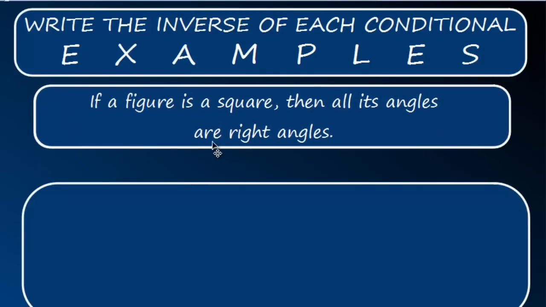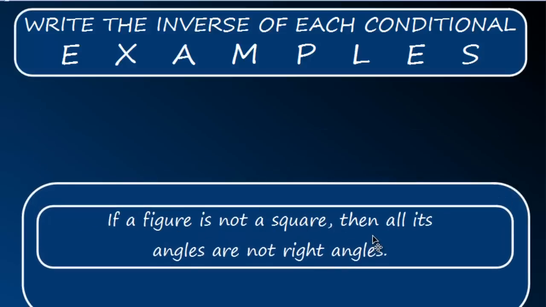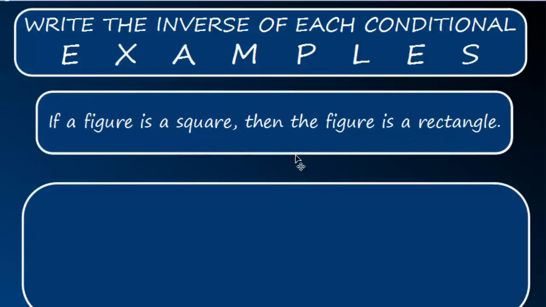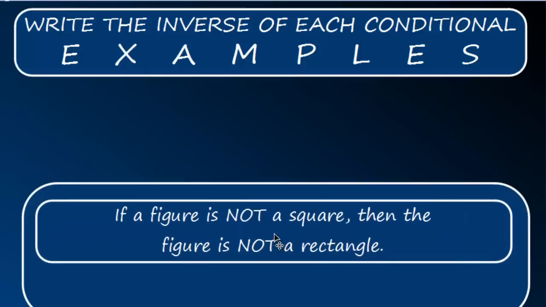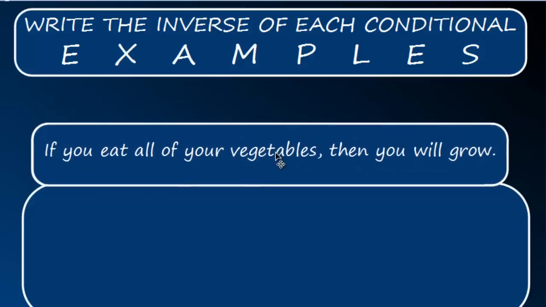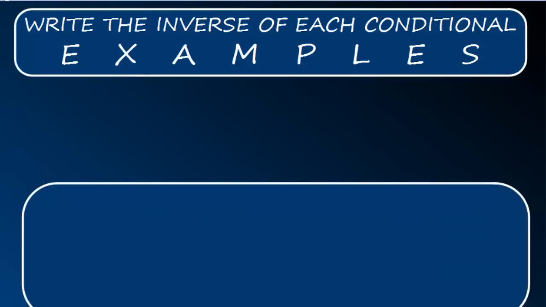So very quickly, if you have, if a figure is a square, then all its angles are right angles, the inverse would be to do what? Negate both. So if the figure is not a square, then all its angles are not right angles would be the inverse. Okay. Another example, if a figure is a square, then the figure is a rectangle. The inverse would be if a figure is not a square, then the figure is not a rectangle. Again, we negate both. One more example. If you eat all of your vegetables, then you will grow. So the inverse would be if you do not eat all of your vegetables, then you will not grow. Again, we negate both. Okay, so that's how you write the inverse.